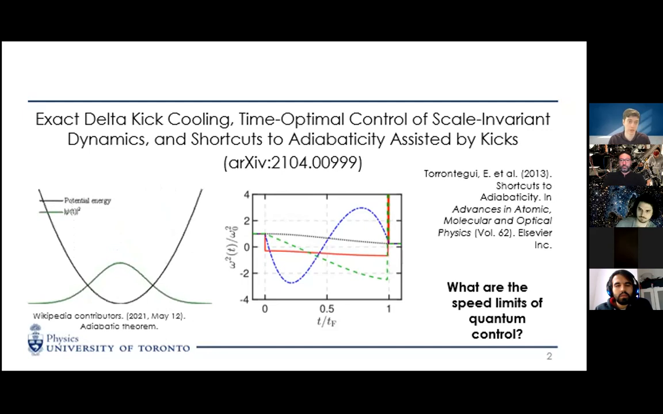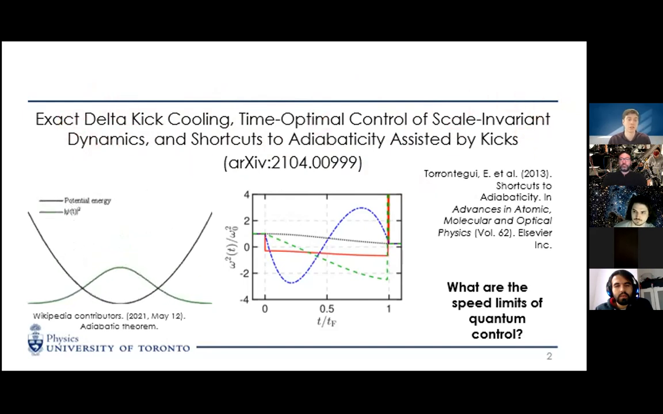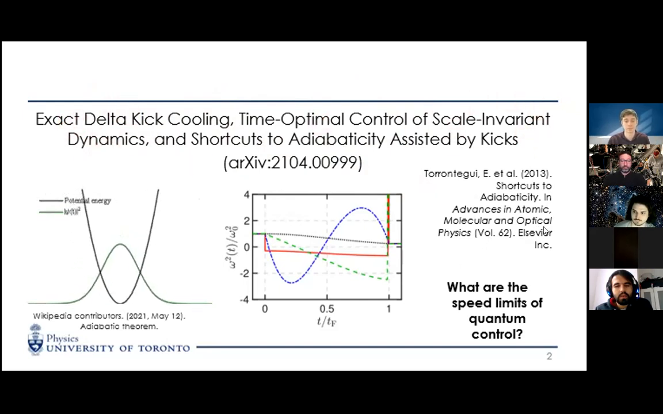So another connection that our work makes is understanding delta-kick cooling compared to other time-optimal protocols, and including, for us, in this case, the interactions. We're understanding this within the context of scale-invariant dynamics.